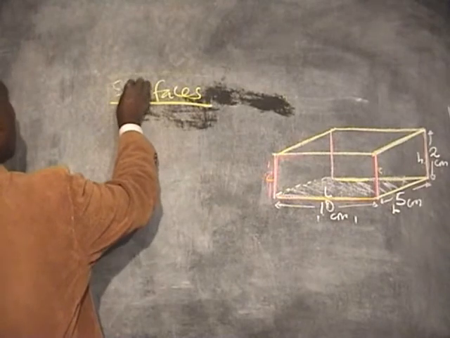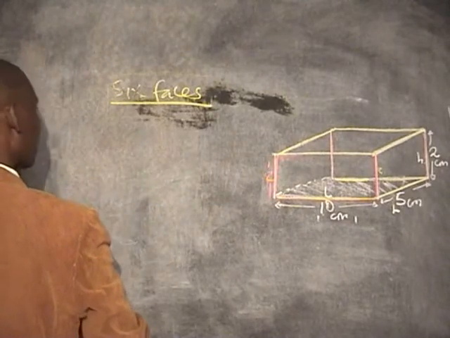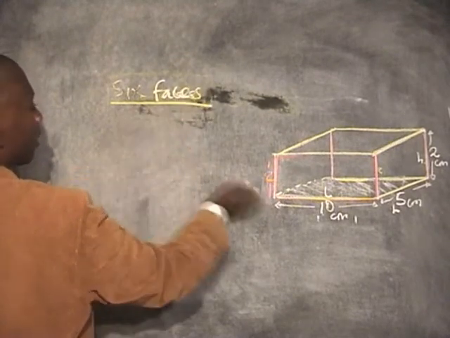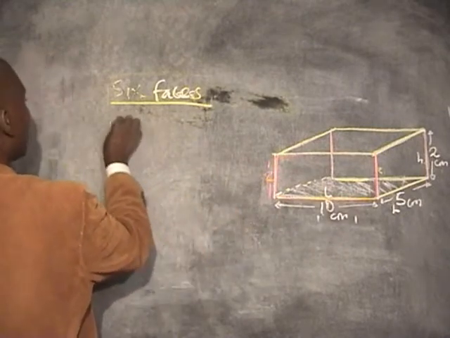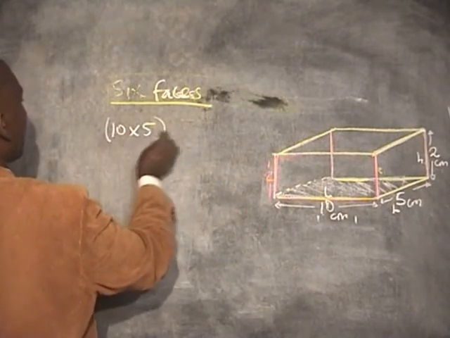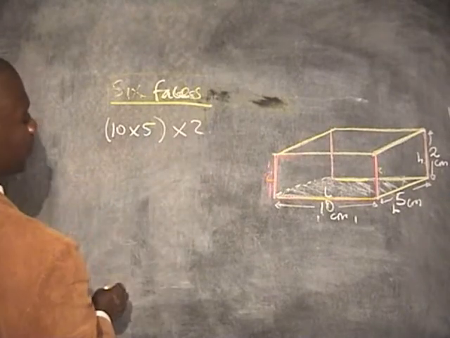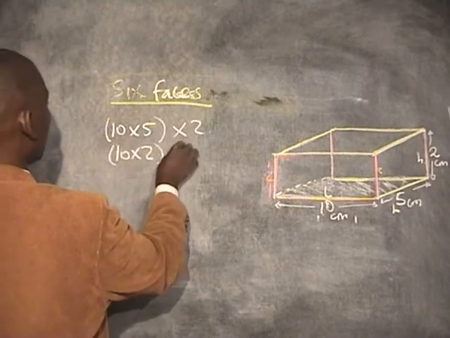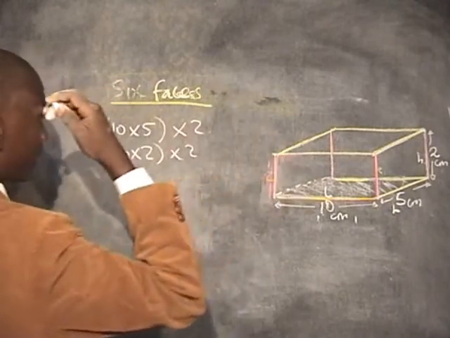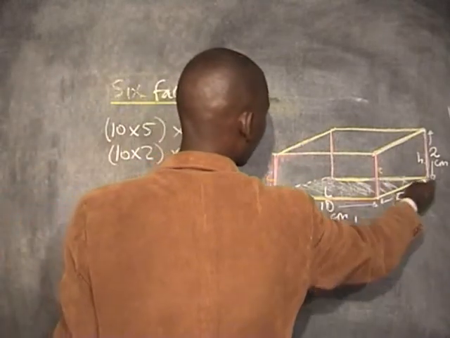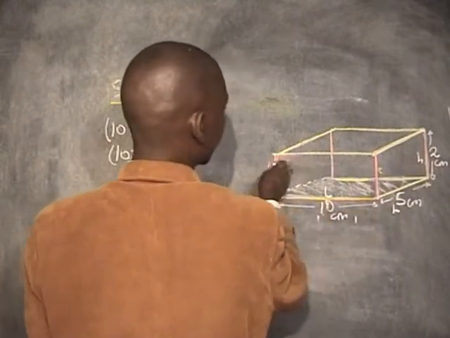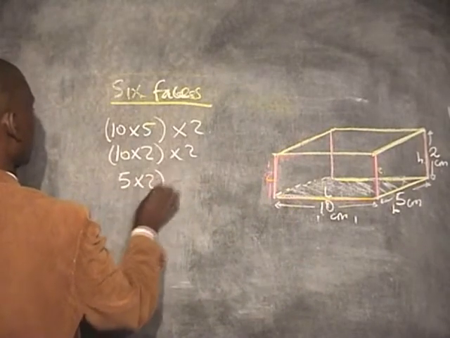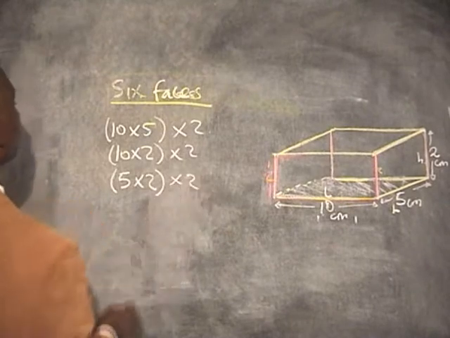So without even drawing the six faces, let me show these 6 faces. The first one, 10 times 5, there are 2 of that kind. Then 10 times 2, there are 2 of that kind. Then again, this is 2 multiplied by 5. There are also 2, this side and this other side. So this is length 5 by 2, multiplied by 2. So these are the 6 faces.